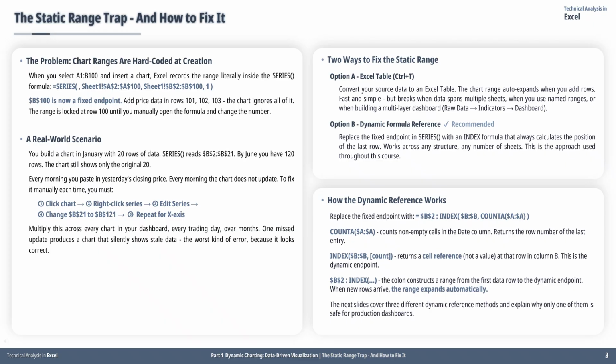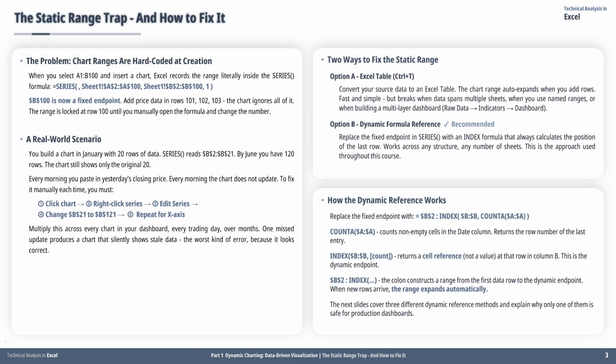There are two ways to escape this trap. Option A is to convert your data to an Excel table using Ctrl+T. The chart range expands automatically when you add rows. It is fast and simple, but it breaks down when your data spans multiple sheets, when you use named ranges, or when you are building a multi-layer dashboard with separate sheets for raw data, indicators, and charts.